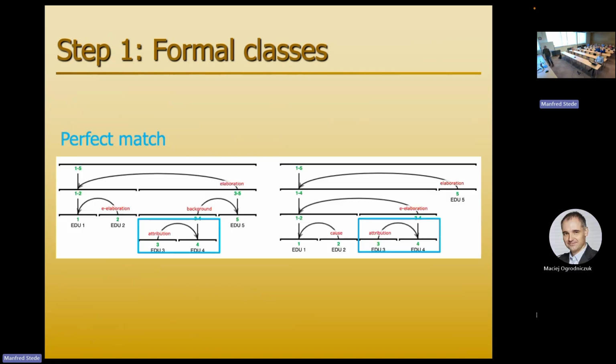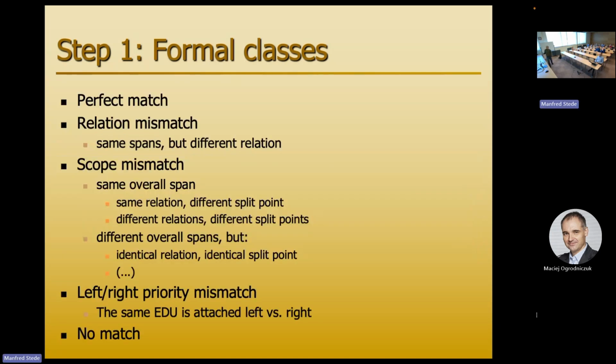Example, 1 tree, 2nd tree, then the blue stuff is a perfect match. Units 3 and 4, we get both annotators seeing an attribution relation. Good, nothing to worry about. Second case is we have a relation mismatch. We have the same spans, but a different relation.